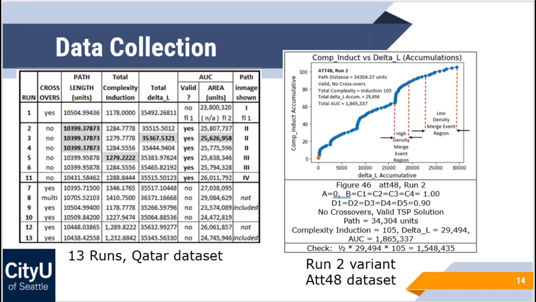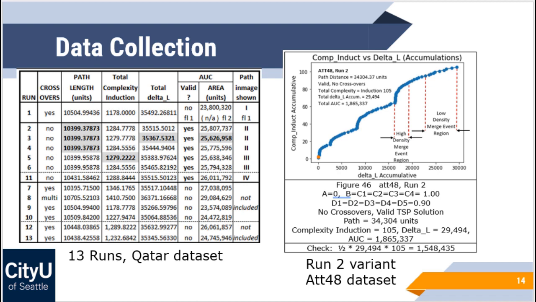Data collection. 13 runs were accomplished on the Qatar dataset previously shown. Solutions with crossovers were considered not valid. Total path length was obtained. Total complexity induction was obtained. Total delta L and area under the curve were obtained. 4 different types of plots were studied.